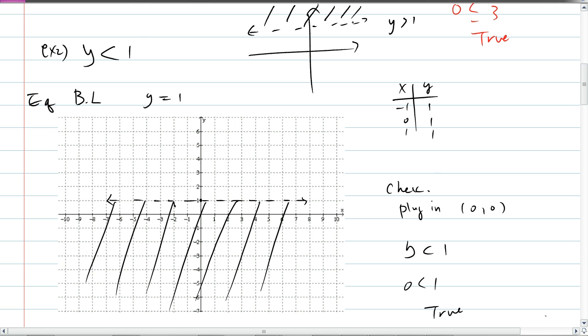So if 0, 0 is not part of my solution, is it okay to still use 0, 0 to check? Yes, it is. It's okay. Why is that okay to check 0, 0? Because 0, 0 is a nice point to plug in. Isn't that the easiest point to use? But why is it okay to use 0, 0 as your point to check and see which region is your solution?